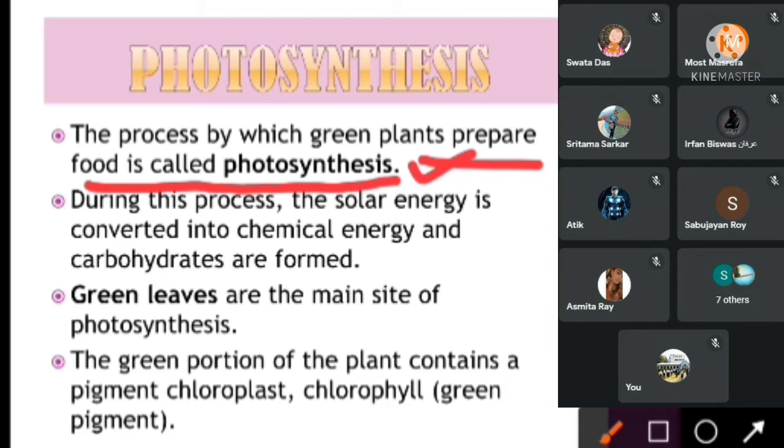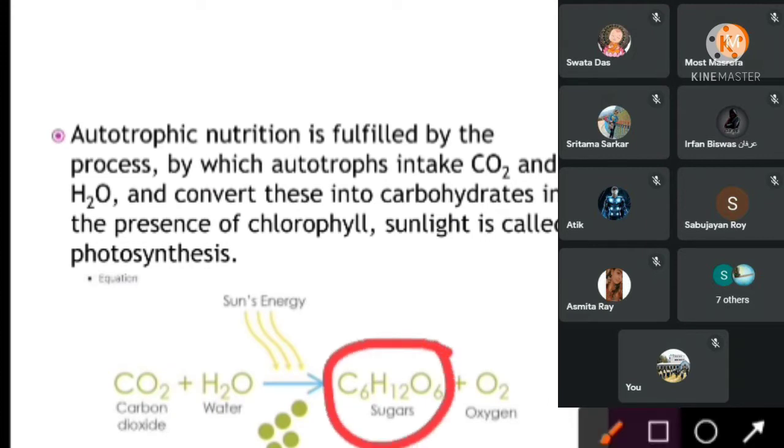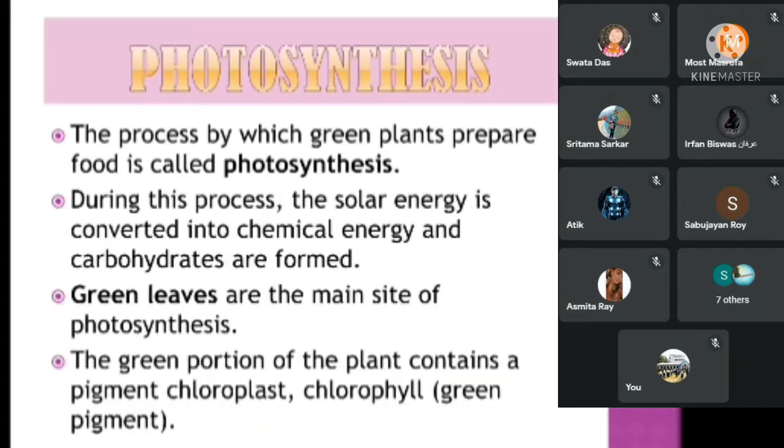During this process, the solar energy is converted into chemical energy and carbohydrates are formed. Means in this process, plants take the energy from the sun, that is solar energy, and it will be converted into chemical energy and carbohydrates will be formed. As we have seen previously, sugar is formed by the process of photosynthesis.